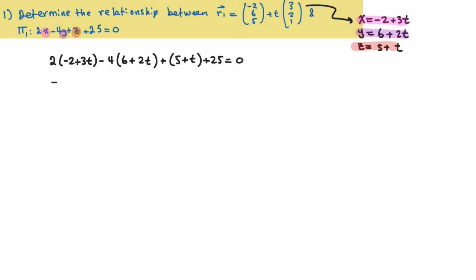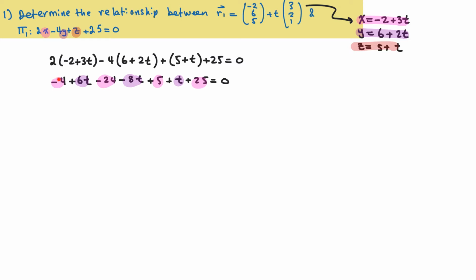I'm going to expand here. 2 times -2 is -4. 2 times 3t is 6t. -4 times 6 is -24. -4 times 2 is -8t, plus 5 plus t, plus 25 is equal to 0. I'm going to collect my like terms here. I'm going to have all the constants and all the ones that have our variables in.